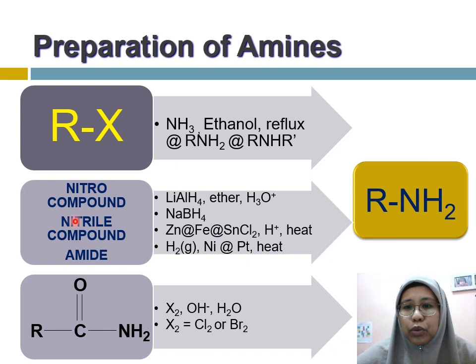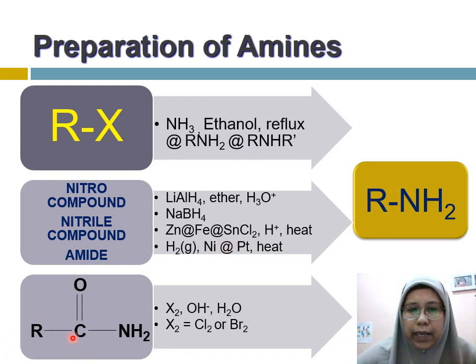Let's look at preparation of amines now. In your page 381, you need to fill this information in the top left of that page. We're going to use haloalkane as raw material and react it with ammonia in ethanol under reflux to form amine. The second part would be nitro, nitrile and amide compounds. Reducing agents, any of these 4 would be used to form amine.